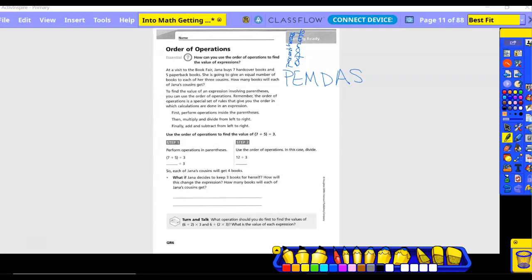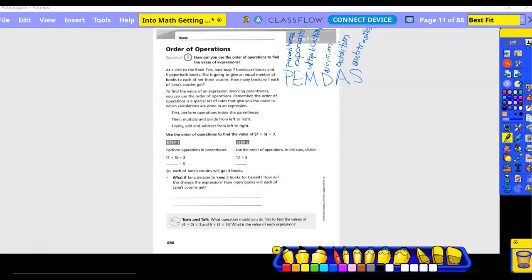Okay, what does M represent? Multiplication. What does D represent? What does A represent? And what does S represent? Okay, so basically that is the order that we go in, okay?